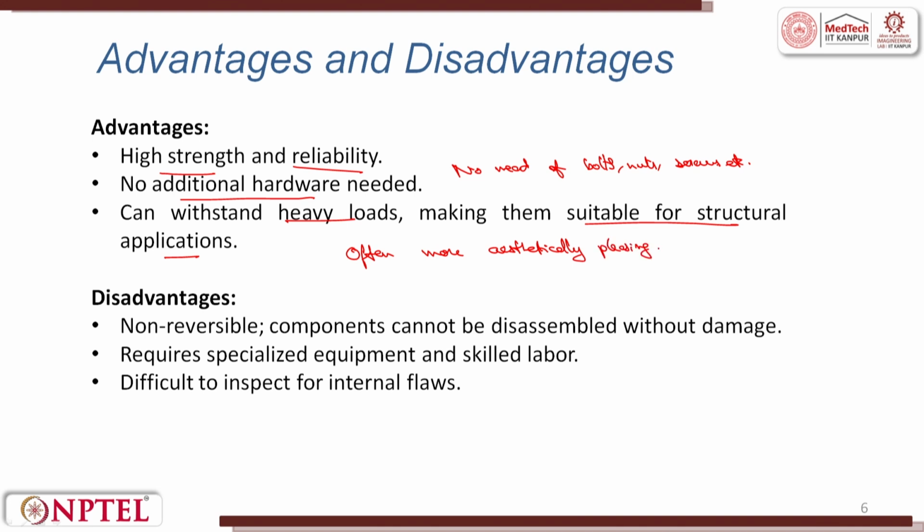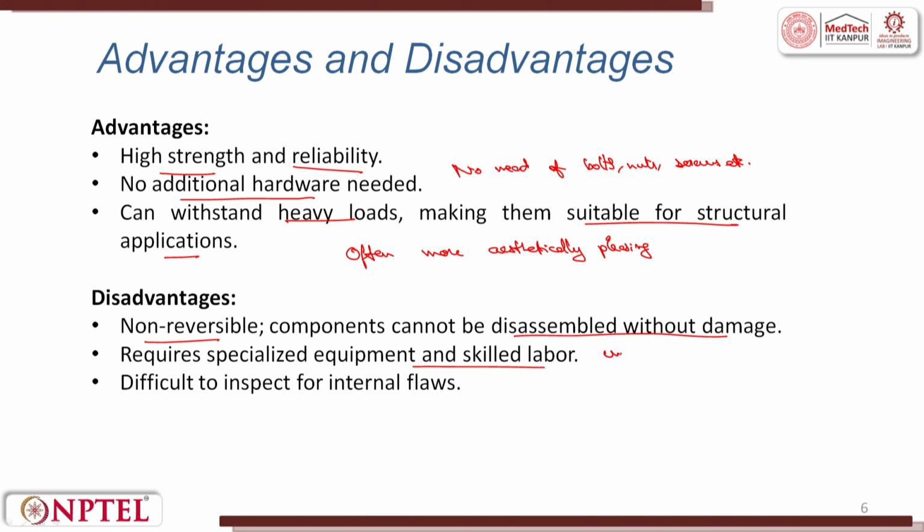Because there are no visible fasteners, they are machined in such a way post joining that aesthetically they are more pleasing. Disadvantages are they are non-reversible. As I said, the part itself has to be damaged to disjoin. Components cannot be disassembled without damage.